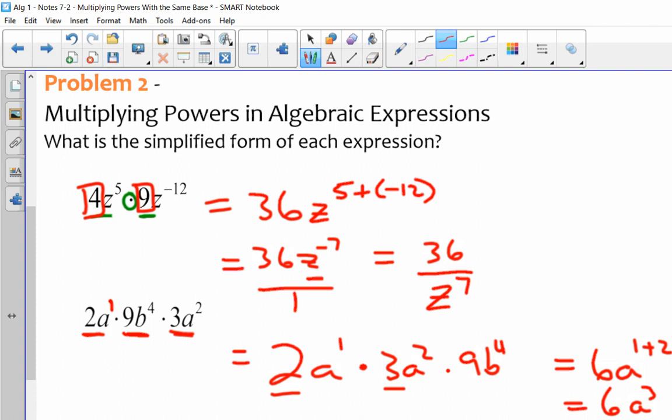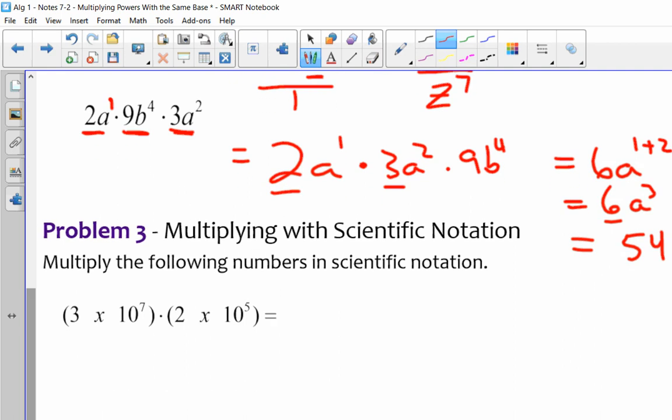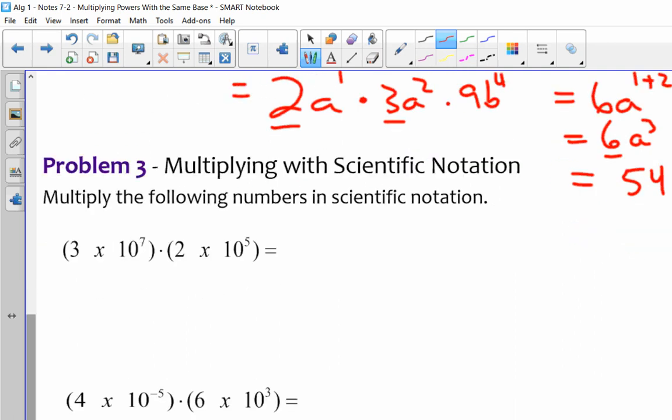Pretty simple rule. If the bases are the same, you can add the exponents, and bases can be a number or a variable. Okay, and it could be positive and it could be negative. Okay, so we're going to apply this to scientific notation. This is more of a science thing, so like a biology or chemistry class, you would use this for. And hopefully your science teachers teach you this too.